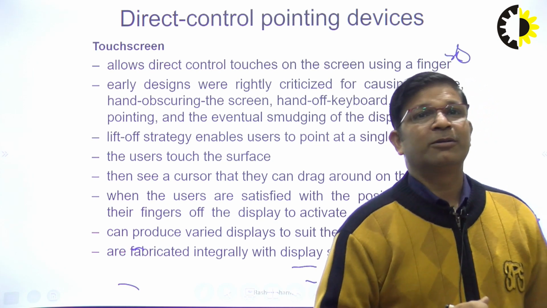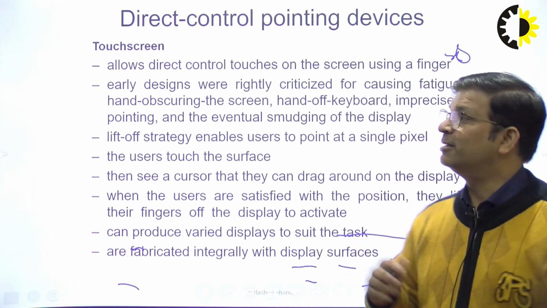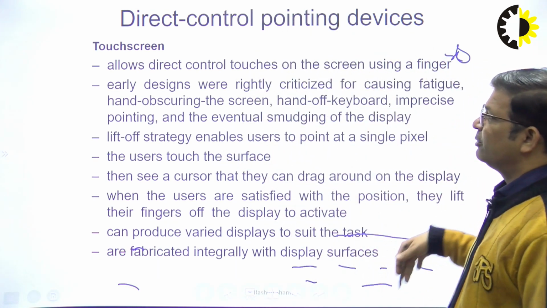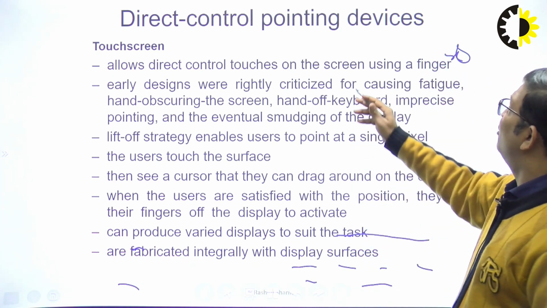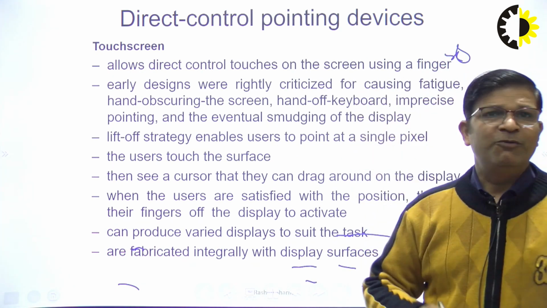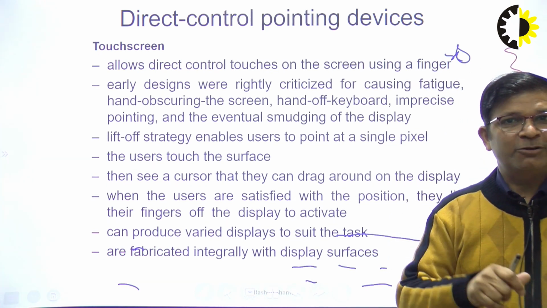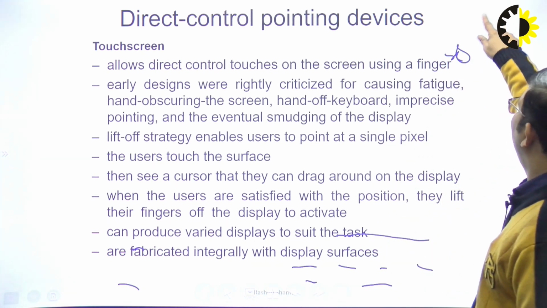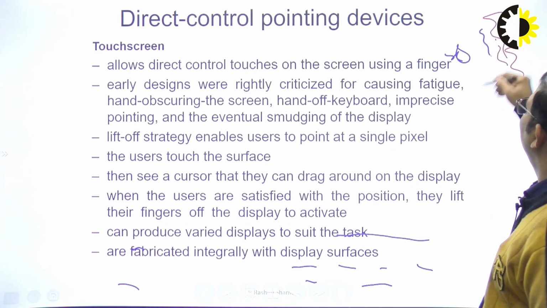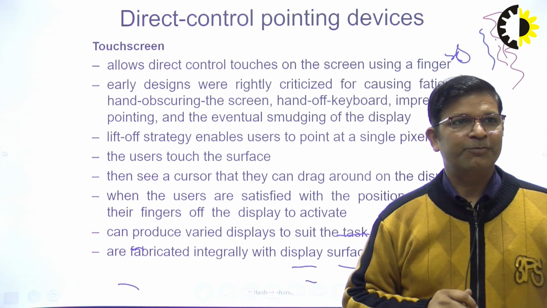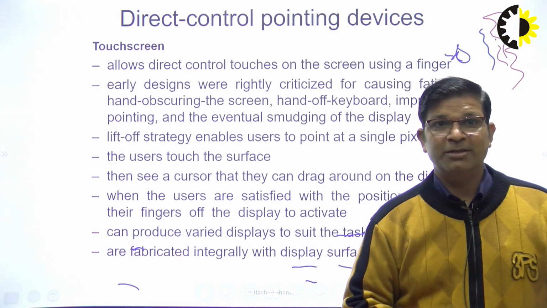Direct control pointing devices: the touch screen. This is the touch screen. It allows direct control by touching the screen using a finger. It is not necessary to use a pen; we can do it with a finger also. So, direct control touches on the screen using a finger.